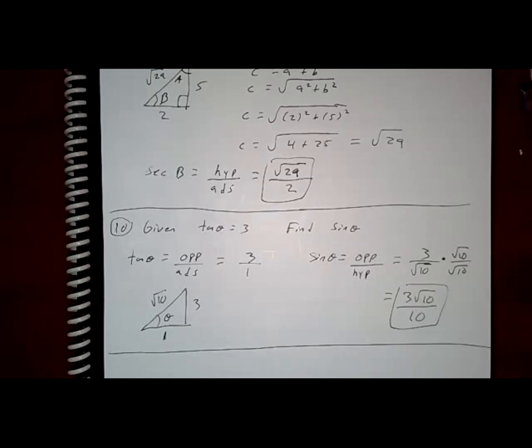Number 11 just wants you to find tangent of pi over 6 on your unit circle. I'm going to skip that one and do the word problem. Number 12, I believe.